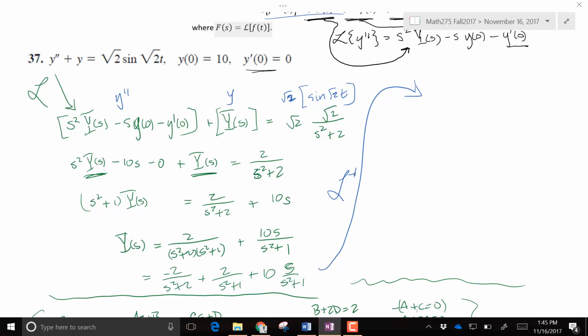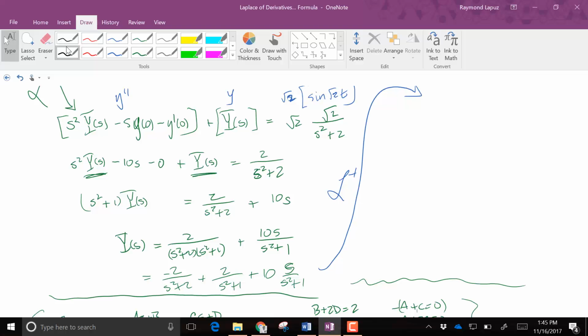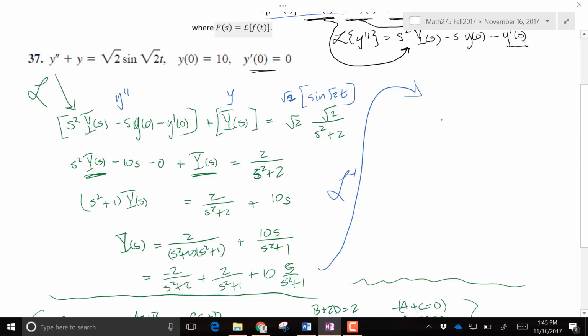All right, so we're going to do the inverse Laplace transform now to get back to the real world. It looks like we're going to try to remember some of the transforms where we have sine kt is equal to k over s squared plus k squared, and then cosine kt is equal to s over s squared plus k squared. Right?